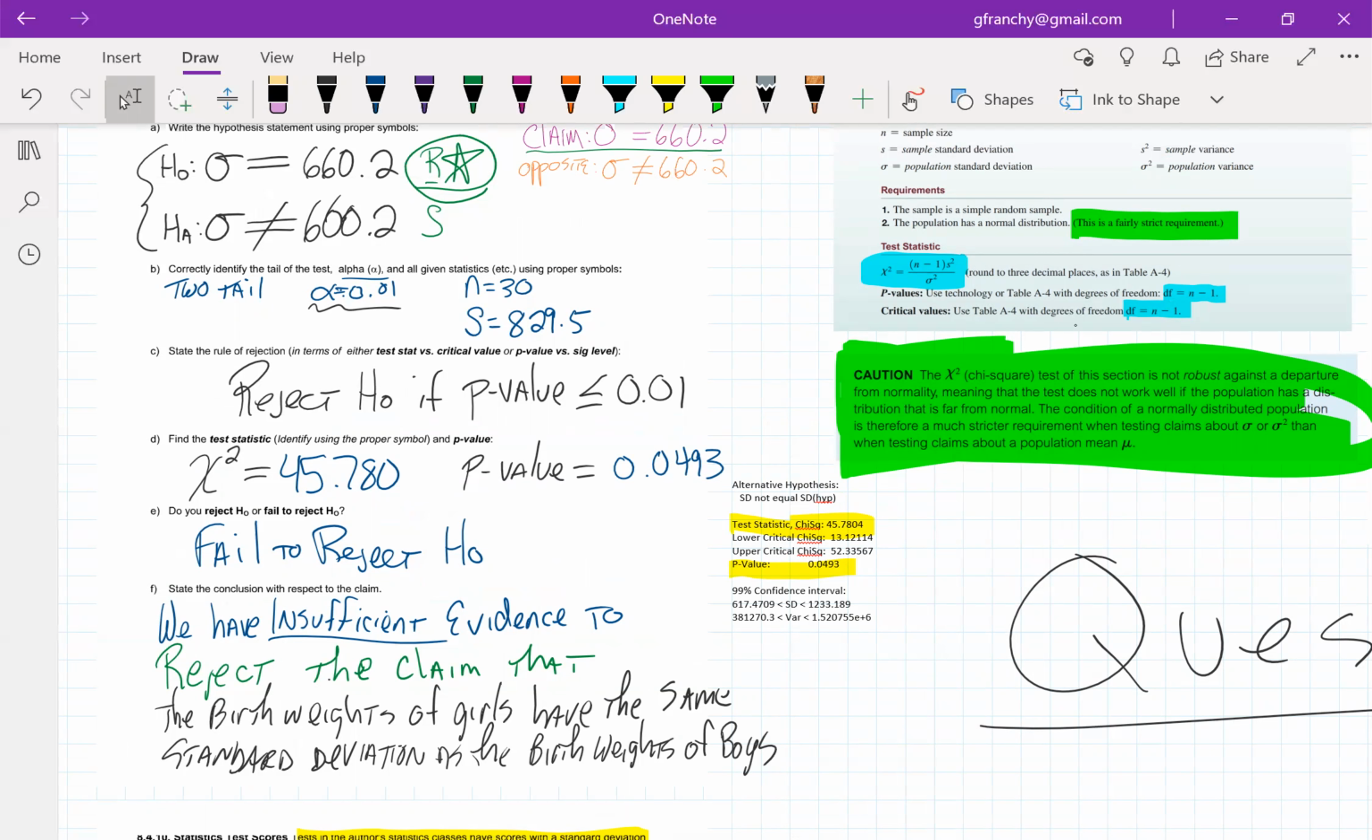We have insufficient evidence to reject the claim that the birth weights of girls have the same standard deviation as the birth weights of boys. So we can't say that these things are different. Our sample result wasn't far enough away from that 660.2 for us to say that population-wise a difference exists.